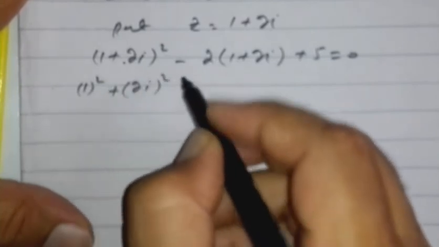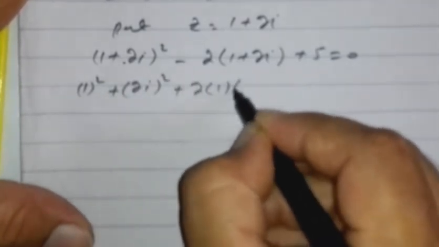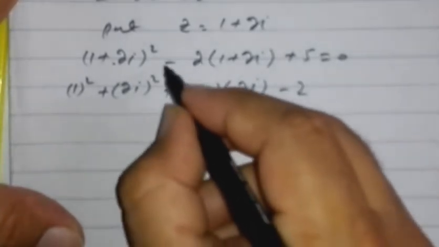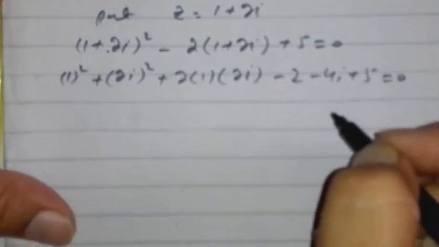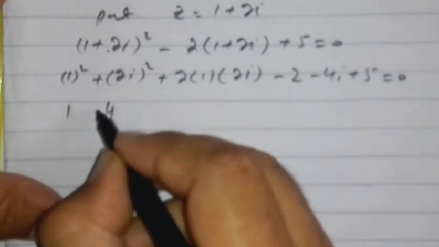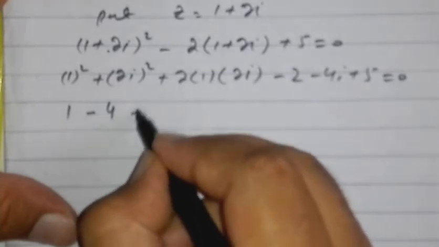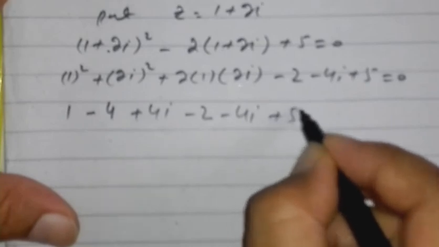Now look, expand this square. 1 square plus 2 iota square plus 2 times 1 into 2 iota, and minus 2 into 1 we get minus 2, and minus 2 into 4 we get minus 4 iota plus 5 equals to 0. Now 1 square we get 1, and the 2 square value is 4. Here iota square value is minus 1, so we will write here minus 4, and 2 2s are, we get here 4 iota minus 2 minus 4 iota plus 5 equals to 0.